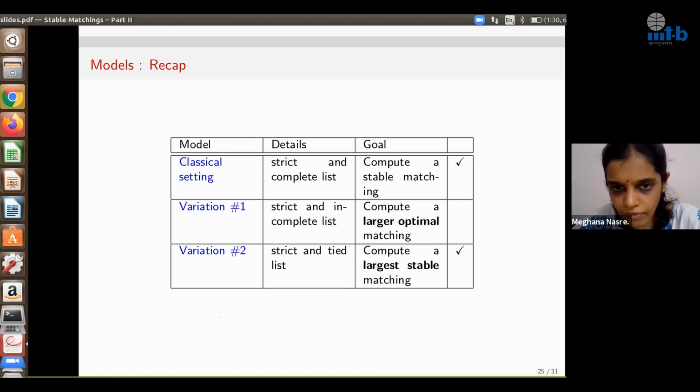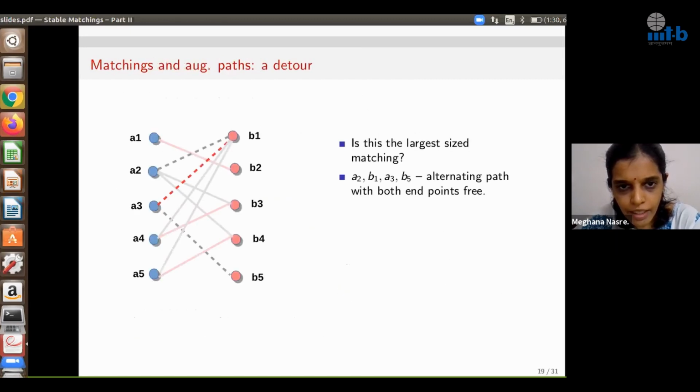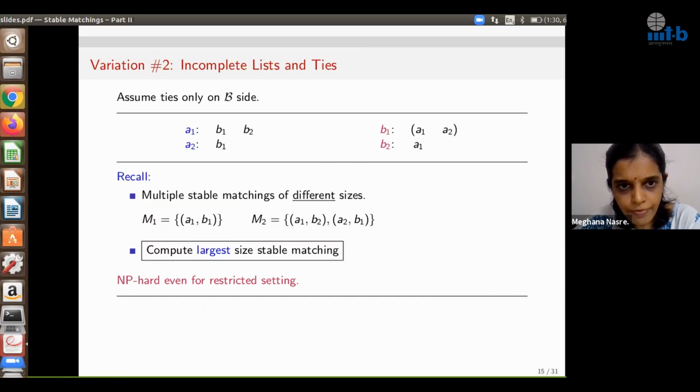Okay, so this is the summary of what we have done till now, and now we are going to focus on variation 1, where we have strict and incomplete lists, and our goal is to compute an optimal matching of larger size. So I'll just go back a few slides and recall why did we say this, if anybody has forgotten.